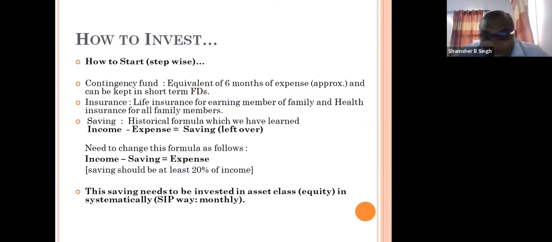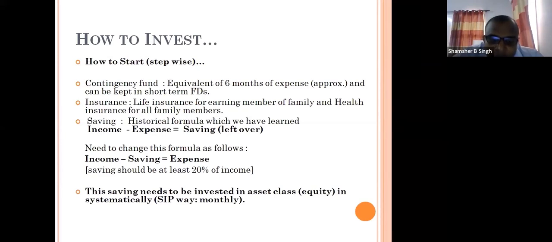Coming to the next point, how much to save. There is no fixed formula, but historically what our parents have taught us, or what we have learned, is that saving is whatever we earn, and after all the expenses, whatever is left is the saving. This is the formula we have learned: earning minus all the expenses is saving. But financial discipline says something else. It says the formula needs to be changed.